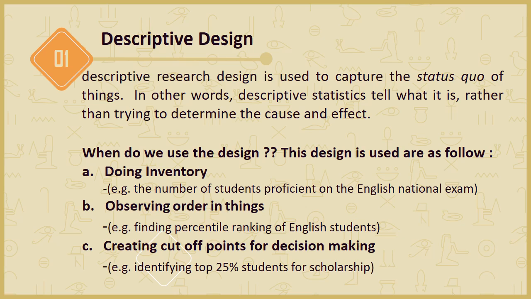When do we use this design? This design is used as follows. The first is doing inventory, for example, the number of students proficient on the English national exam. The second is observing orders in things, for example, finding the percentile ranking of young students. And third, creating a cutoff point for decision making, for example, identifying the top 25% of students for scholarships.